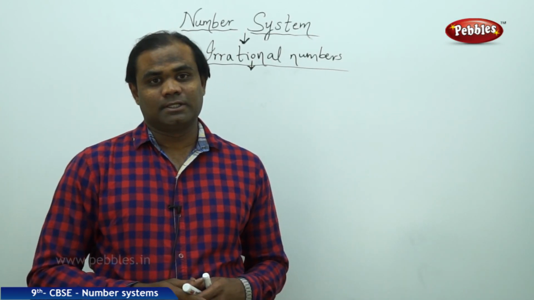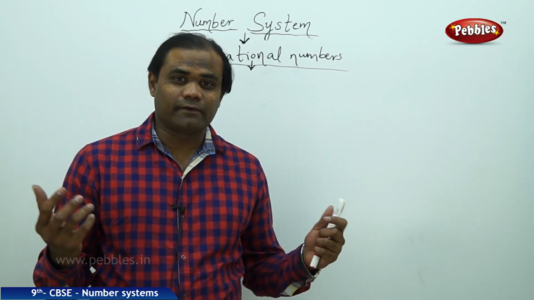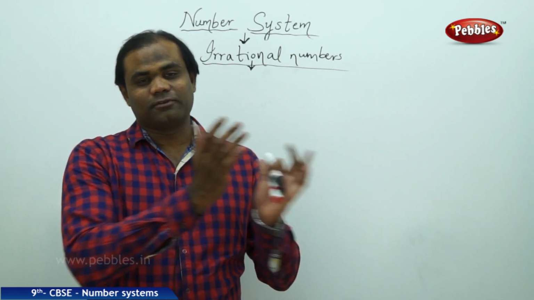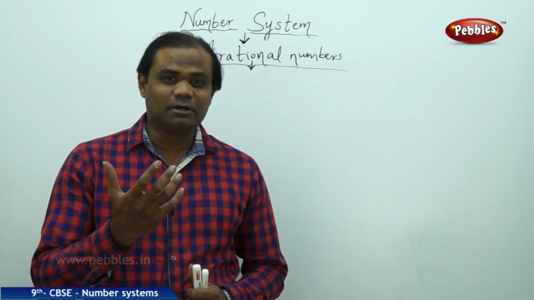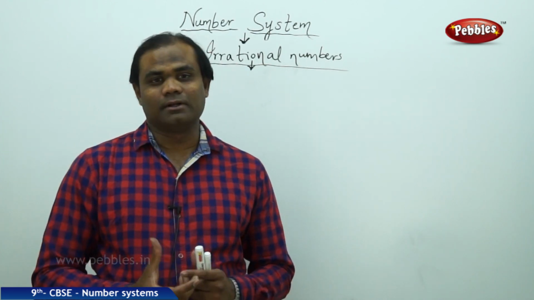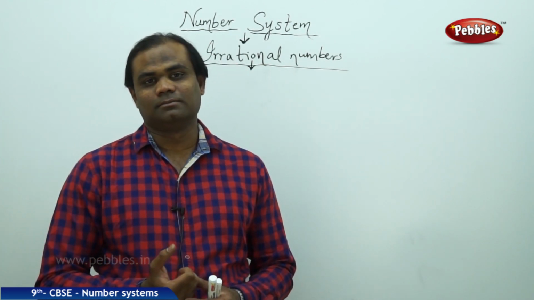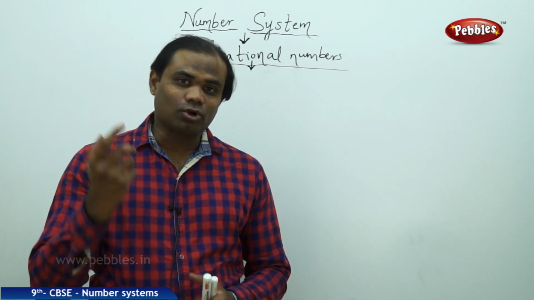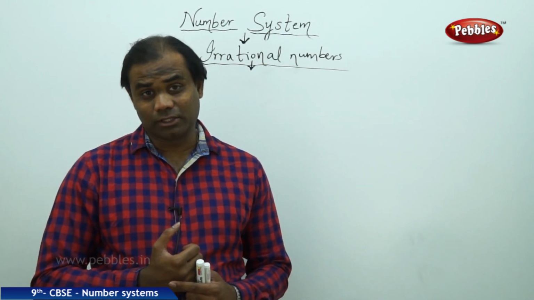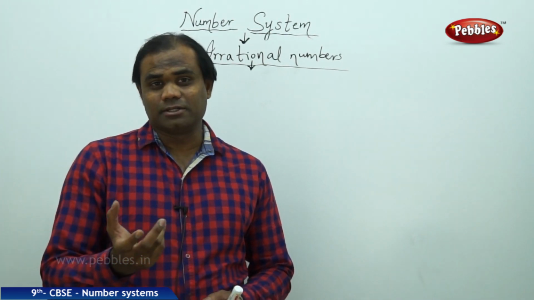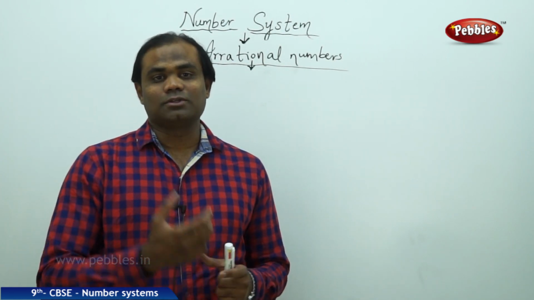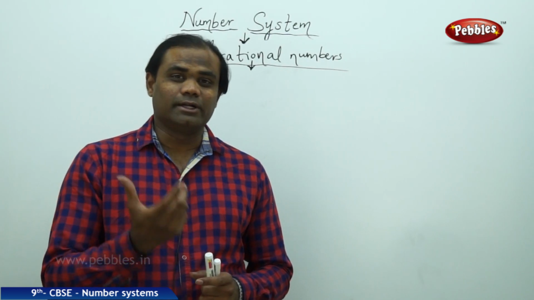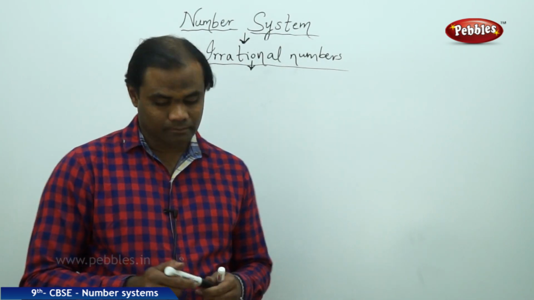Irrational numbers. The numbers which are not rational. The opposite of rational is irrational. So any number which is not a rational number is an irrational number. Any number which cannot be expressed in the form p by q, with p and q being integers and q not equal to 0, is an irrational number. I think you all get it now what an irrational number is.